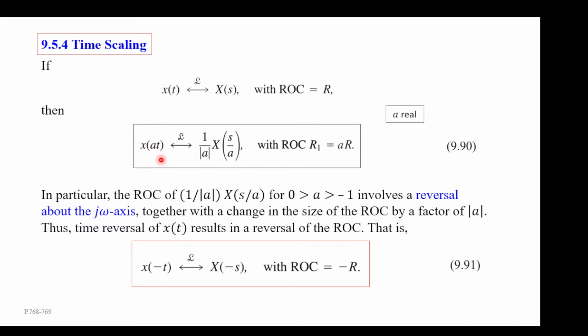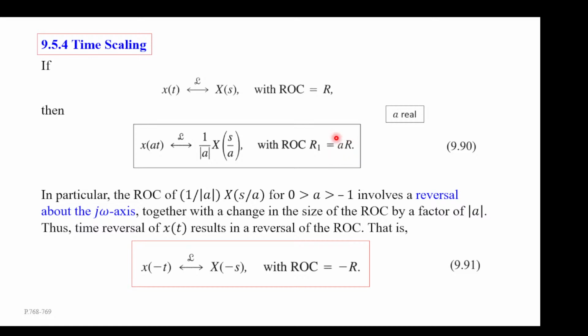So kind of stretch time by a, then you will squeeze s by a. So you have multiply by a here, and s divided by a here. That's just as usual. And then you have this extra factor of 1 over the absolute value of a. And the ROC is getting changed by an interesting amount. So ROC goes from R to a times R.